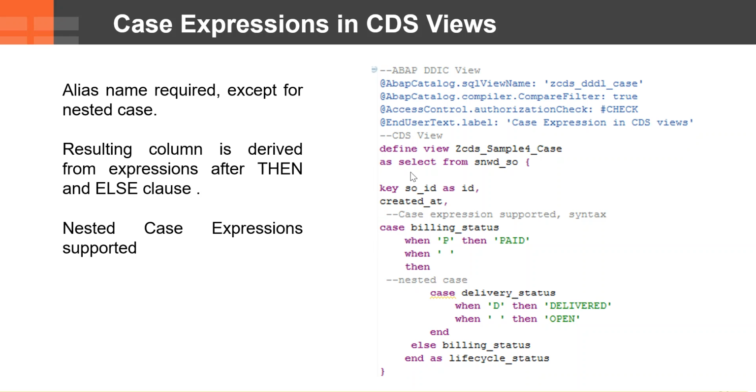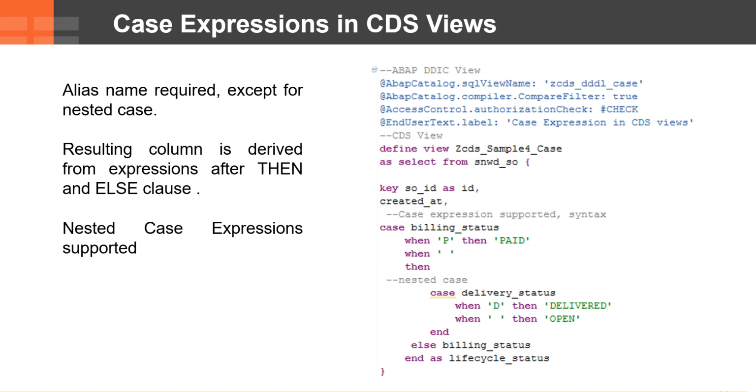So this entire view has three columns. One is ID coming from SO underscore ID, created it, and billings. This entire life cycle status I'm getting from billing status. So the resulted column is derived from the expressions after the then and else clause. Nested case expressions are supported. So case and nested case expressions are supported.